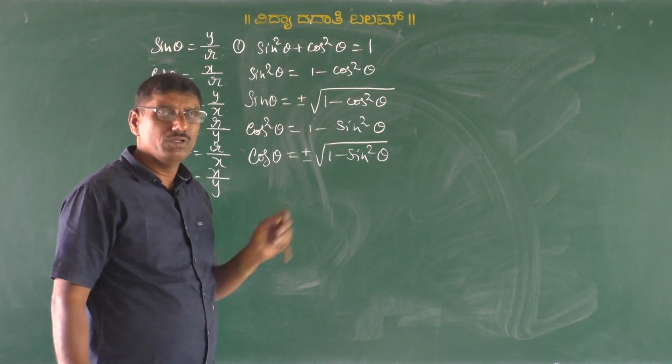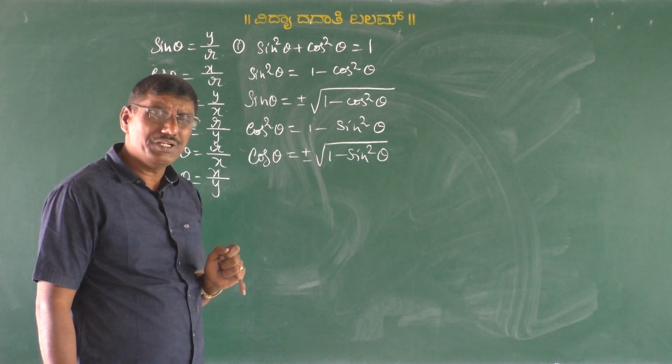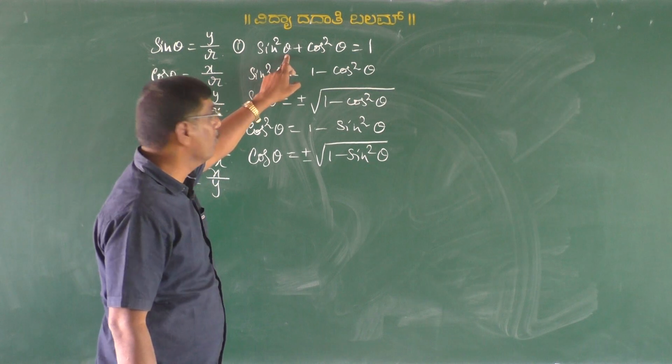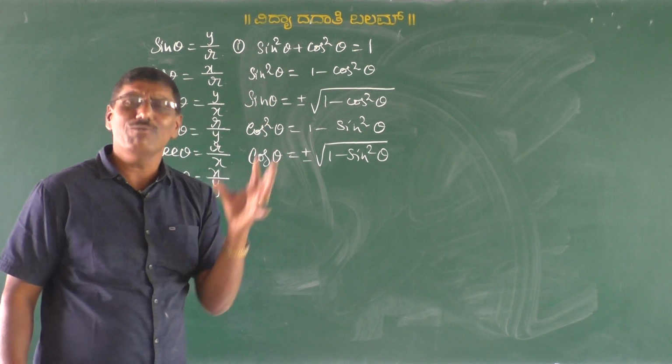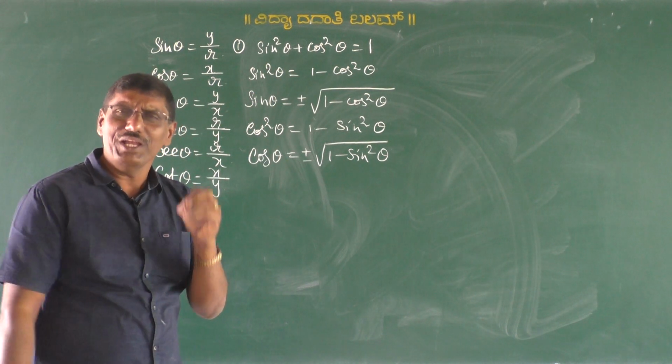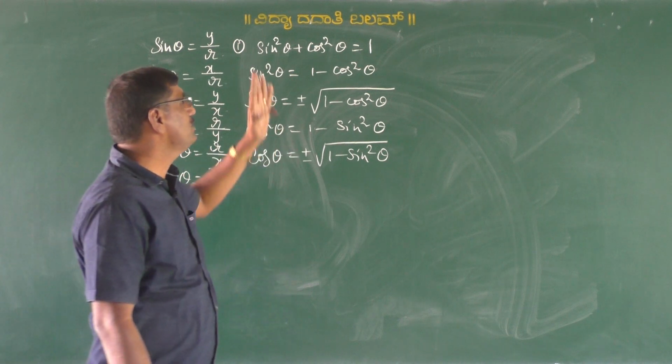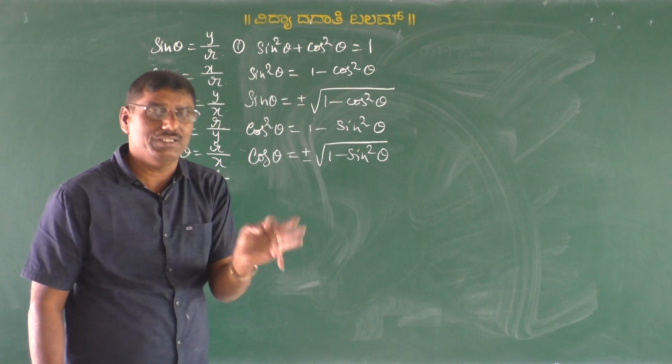Already we proved it. We know why we call it an identity. That means this is true for any values of theta. For any values of theta, LHS is equal to RHS.